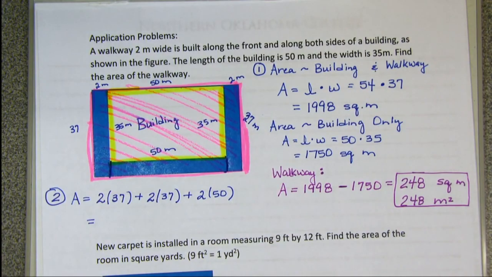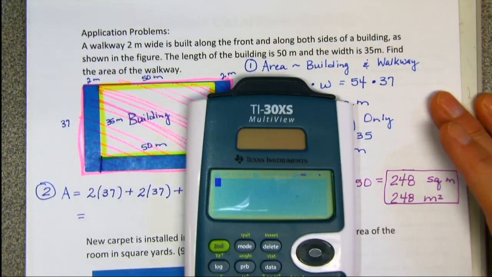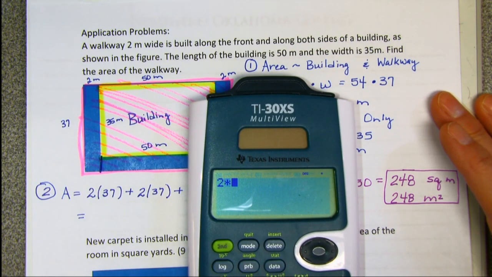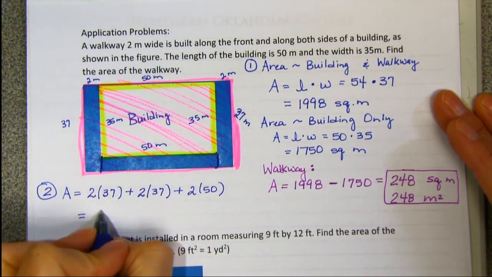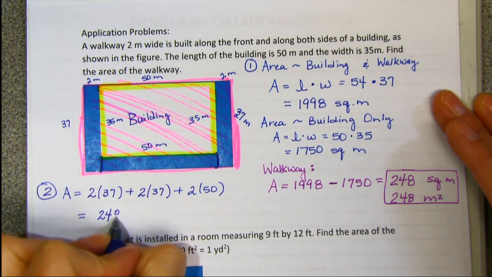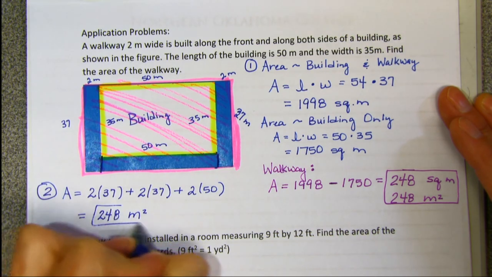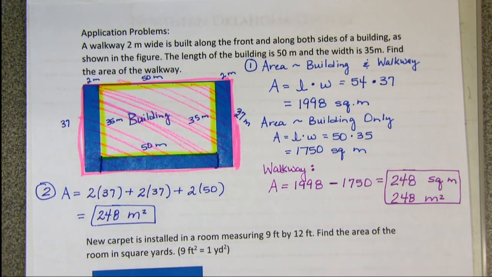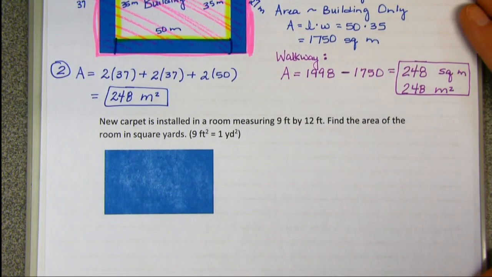So when I go to my calculator, I'm going to have 2 times 37 plus 2 times 37 plus 2 times 50, and I get my 248 again. So I get 248, and again, this is square meters or meters squared. So regardless of which way you approach it, you're going to get the same answer. Okay, next one.